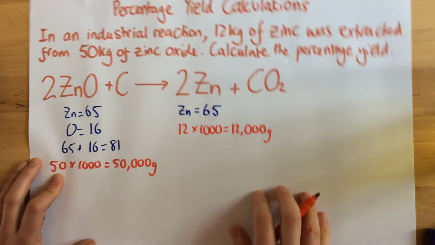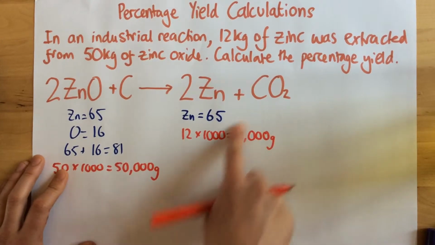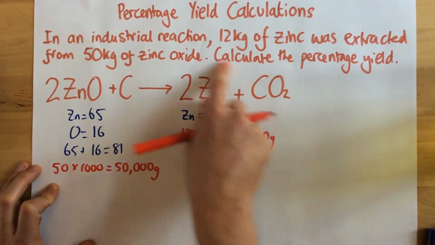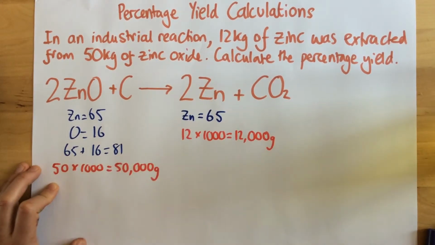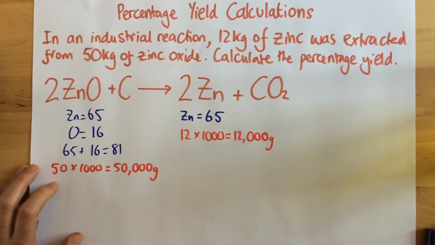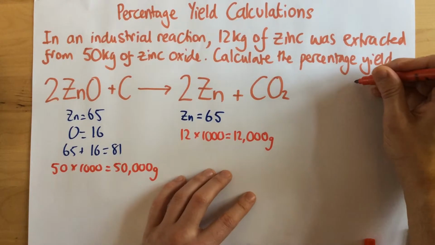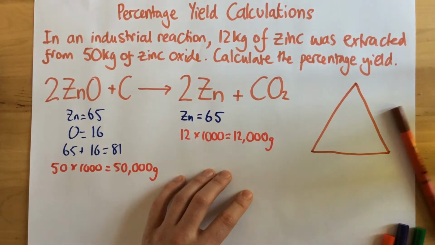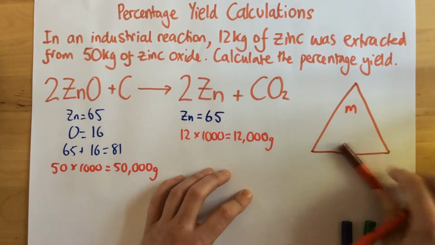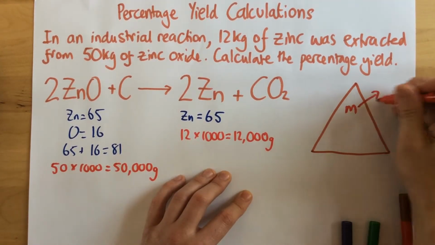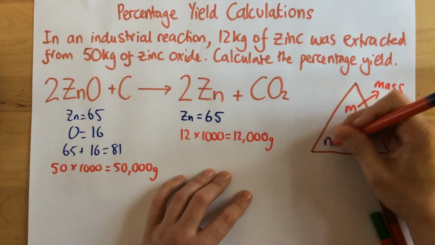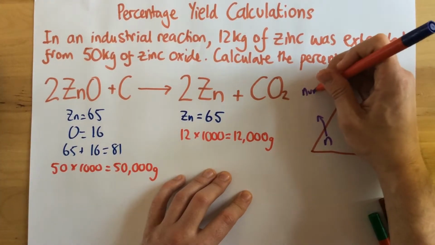Now, what my next step is, this shows me what I actually found in this experiment, but I need to find how much I would theoretically get. So in order to do that, what I first need to do is use this equation triangle that I'm going to show you right now. Okay, so we have M, which stands for mass. We have N, which stands for number of moles.